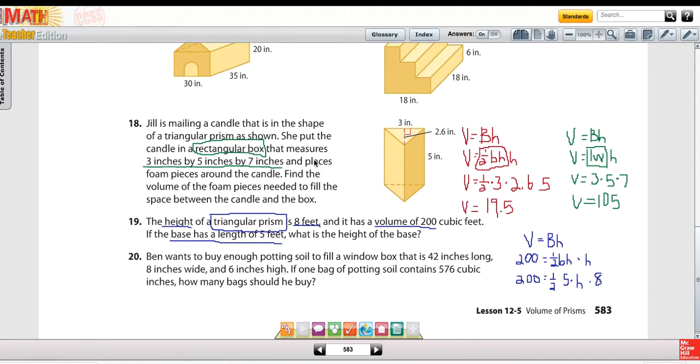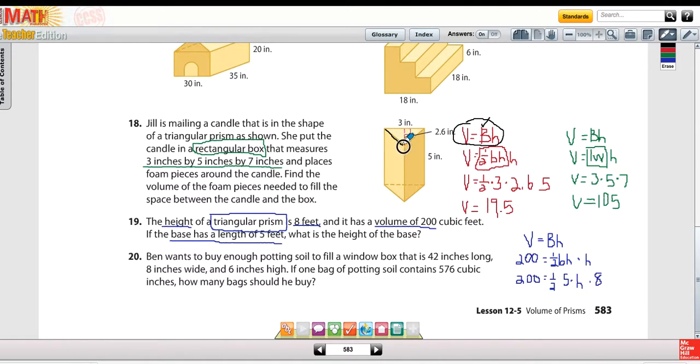For number 18, I went ahead and color-coded a couple things here. We have a candle that's in the shape of a triangular prism. So that's what we have shown here. And so you'll see that I've started off with the formula for a triangular prism, which is volume equals capital B H. And that capital B is important. It's not the same as a lowercase b as we use in the formula for the area of a triangle, because for volume, the capital B is going to change depending on what the base is.